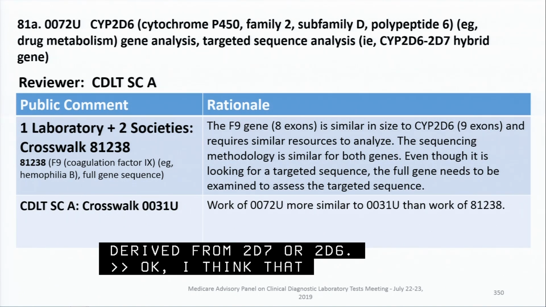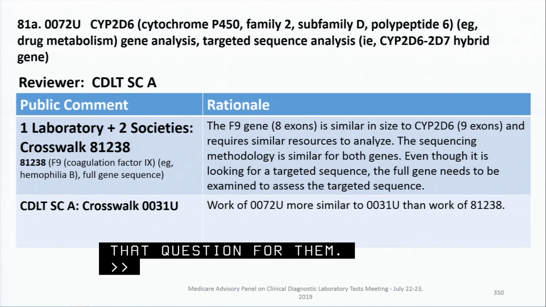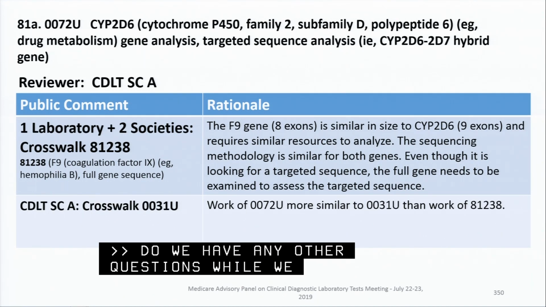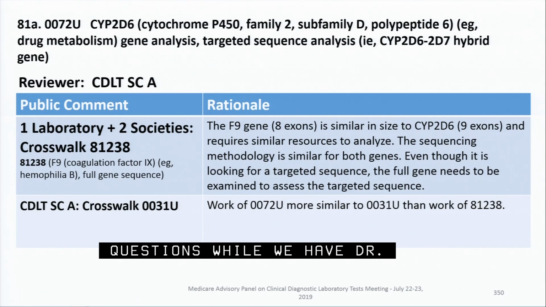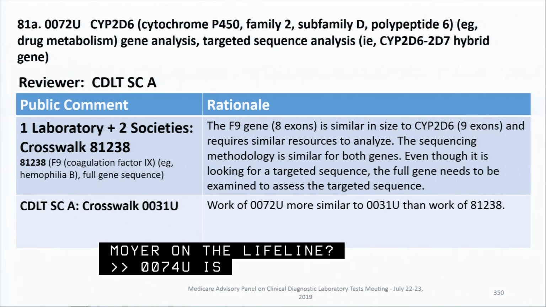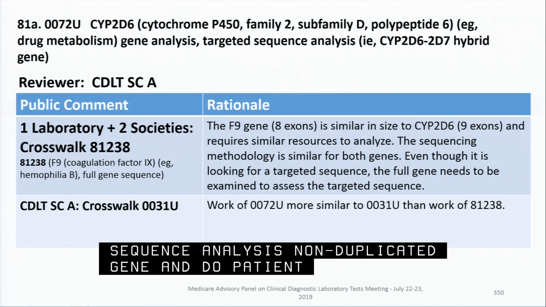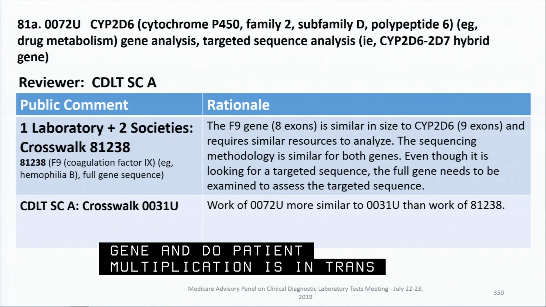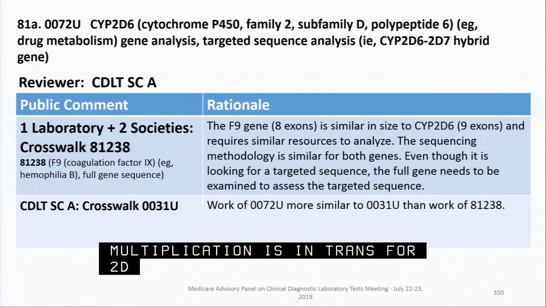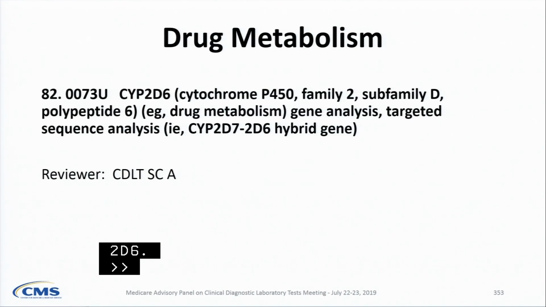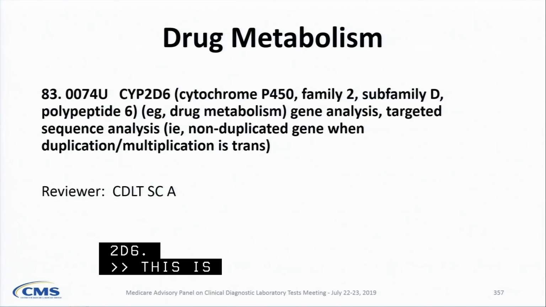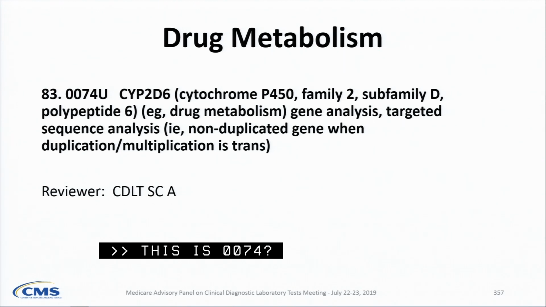Do we have any other questions while we have Dr. Moyer on the lifeline? So 007 for you is also, again, targeted sequence analysis, non-duplicated gene with duplication, multiplication is in trans for CYP2D6. So this is the 0074, so could we skip to the slide, because I don't have these in my head as easily, sorry. So that's for the non-duplicated gene when the duplication multiplication is trans.